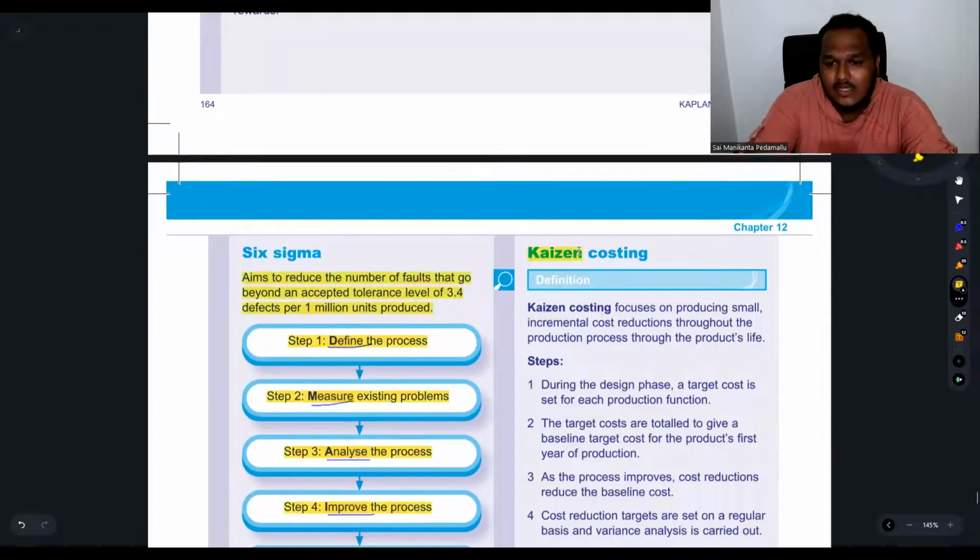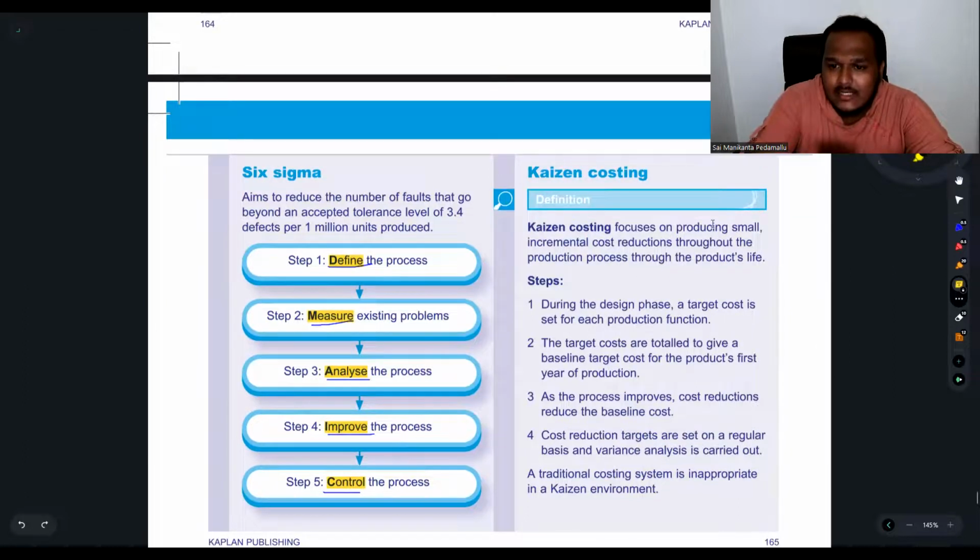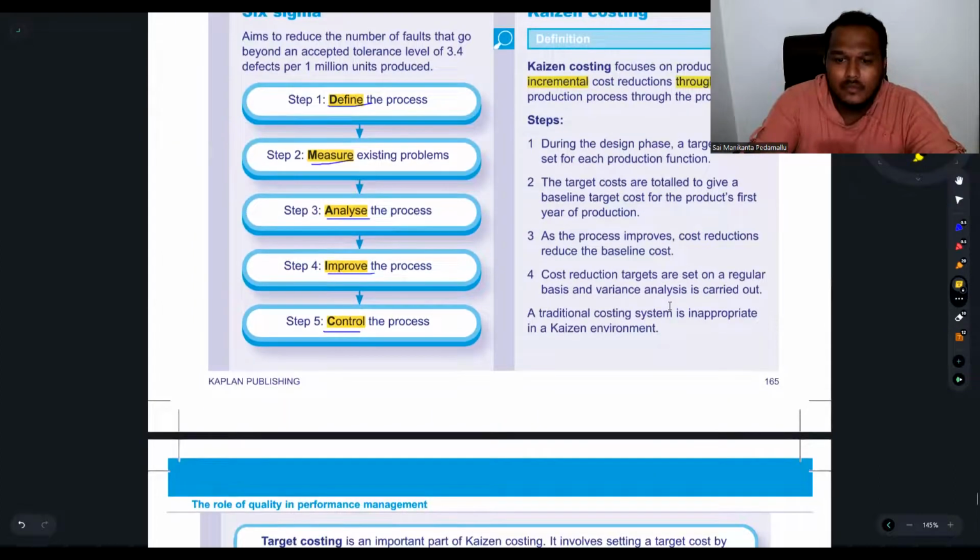Then talking about Kaizen costing. Kaizen, I already told you, right? So that is small, incremental. Look at the words, exact words will be used. Small, incremental cost reductions means improvement throughout the process of the product's life cycle. Small, incremental, continuous. I said continuous, which means throughout. Cost reduction is improvement, basically.